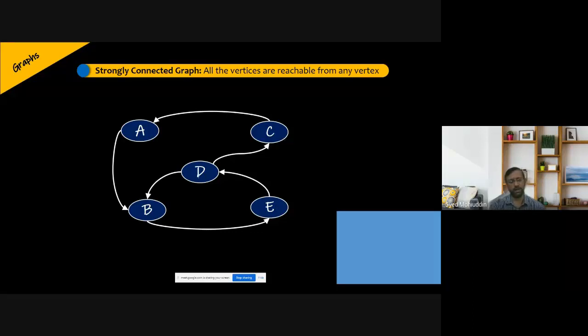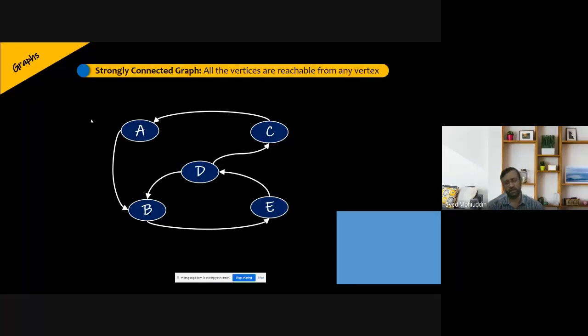If we start from D, we can visit B. From B, we can visit E. Obviously, we can visit D again. Or from D, we can visit B. From B, we can visit E. Then from D, we can visit C. And from C, we can visit A.